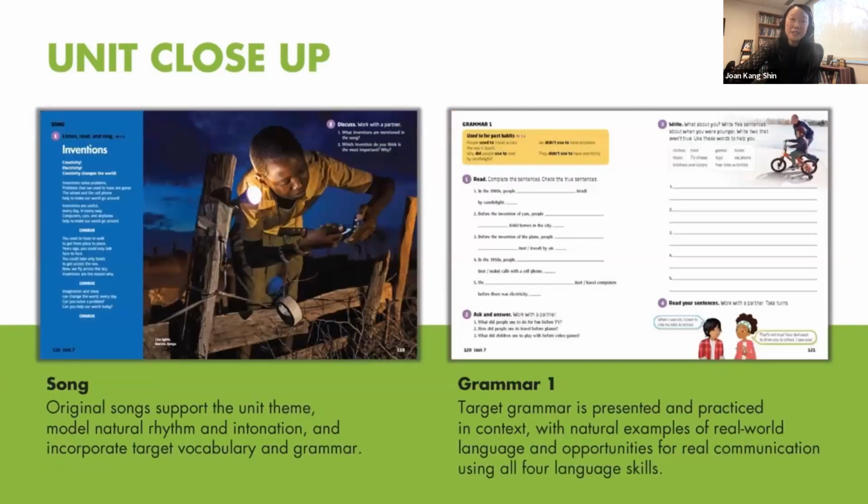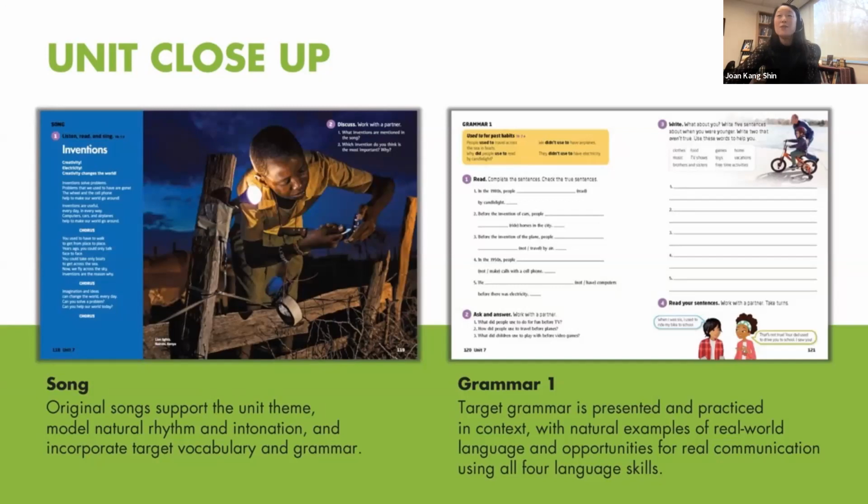Then on the next page, we present a song. And we'll give you an example of that, but the songs are such a wonderful way to engage young learners in language. And so in Our World, we have all original songs that support the unit theme. They model natural rhythm and intonation and incorporate the target vocabulary and grammar. It's such a developmentally appropriate way to approach language instruction.